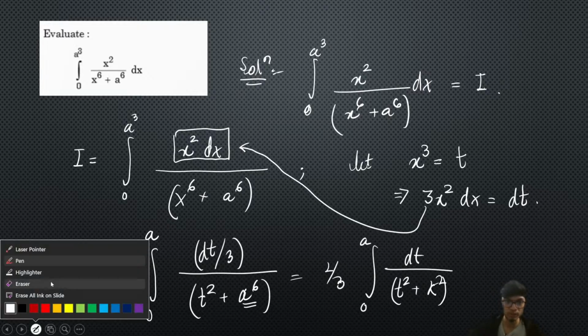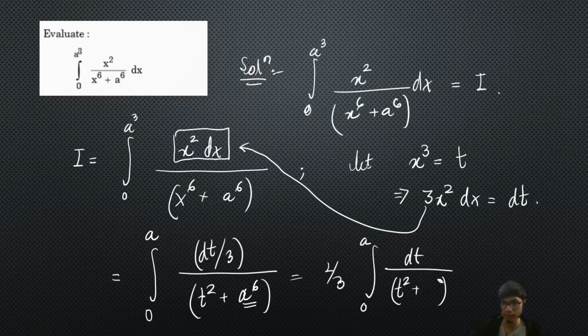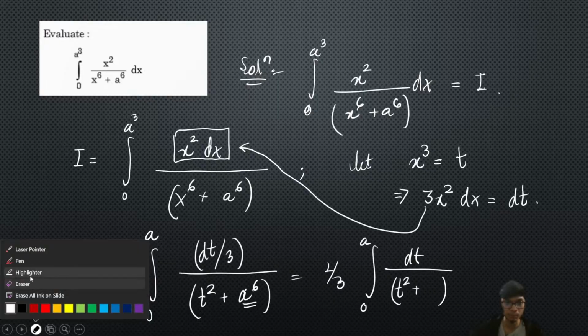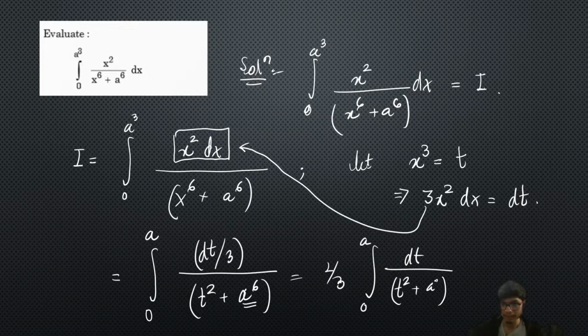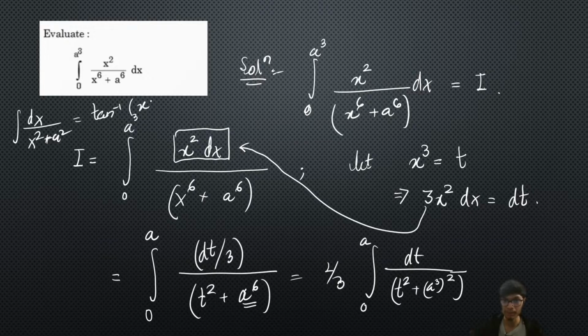Or even if you don't want to do this particular step, you can definitely keep it in terms of a to the power 6. But I will write it as a cube whole square. Fine. So from here, this is basically the form that integral dx upon x square plus a square is basically nothing but tan inverse of x upon a plus c. So we apply this formula.